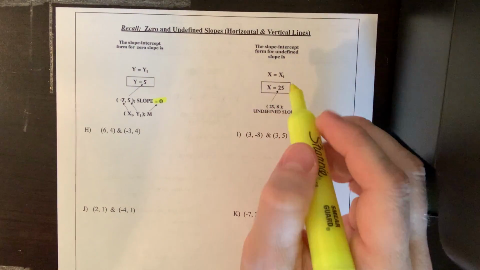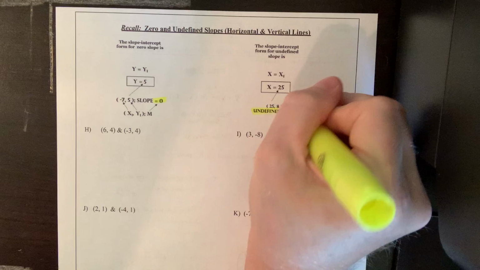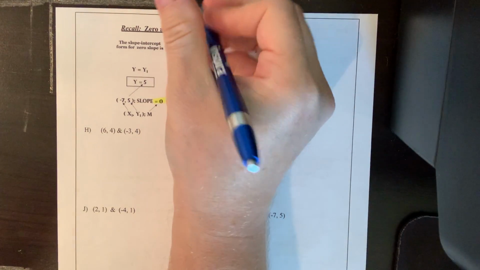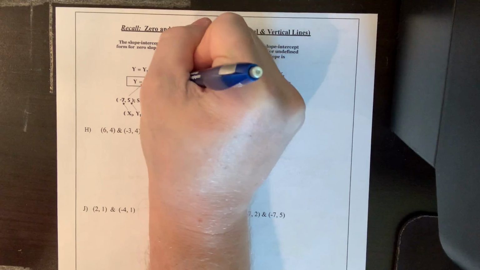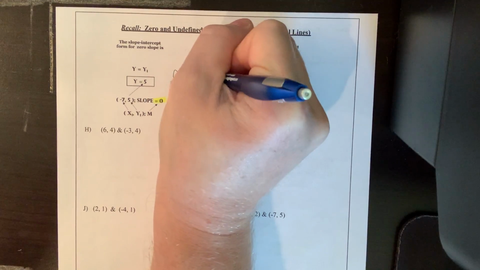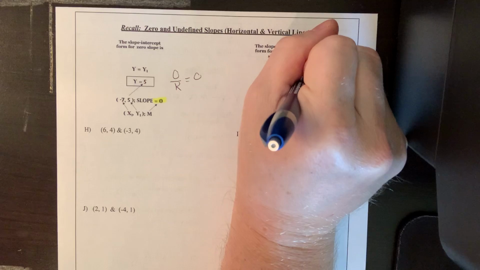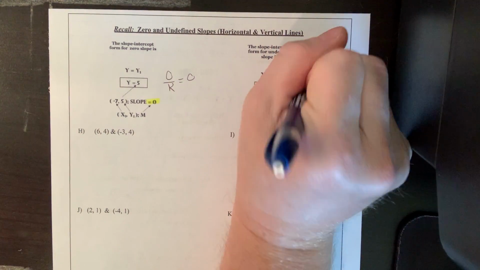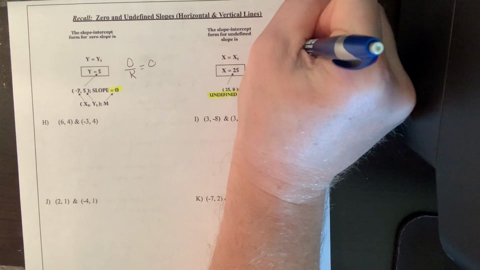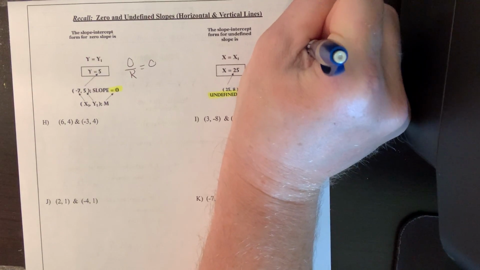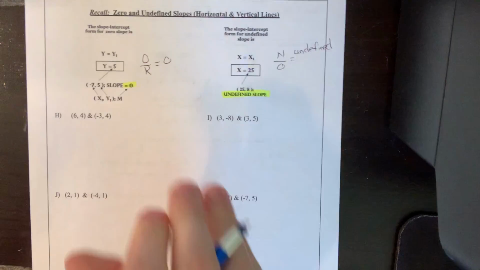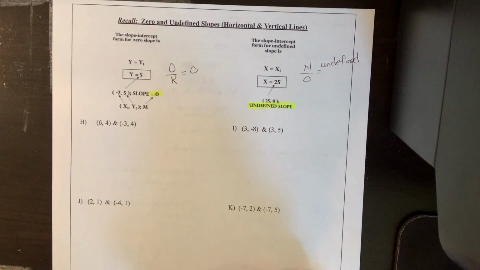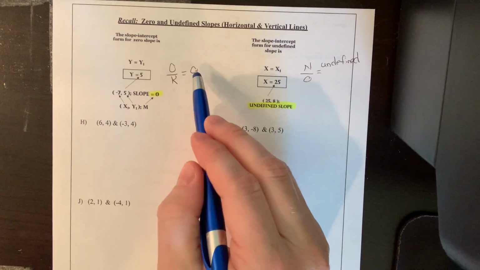Now, if your slope is undefined, okay, you find an undefined slope, which means that 0 is on the bottom. Okay, let me recall this, okay? 0 on top, okay, that's a 0. Remember? 0 on the bottom is undefined. So if you're figuring out the slope, what you have to do in these examples, because you're given 2 points, if you get 0 on top, that's a 0 slope.